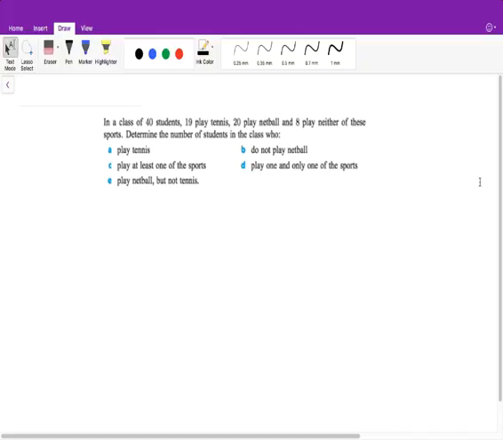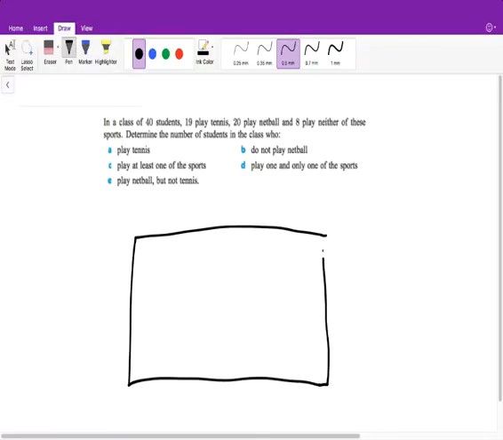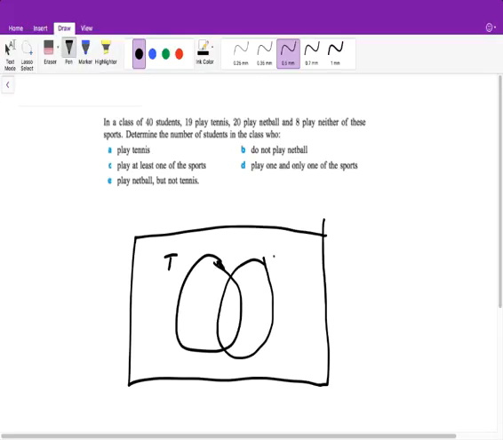Right, this says in a class of 40 students, 19 play tennis, 20 play netball, and 8 play neither of these sports. Determine the number of students who... So what we need to do first is fill in this Venn diagram, and everything else will be really easy. So we draw our 2 sets. This will be people who play tennis. We draw our second set, so that's people who play netball.